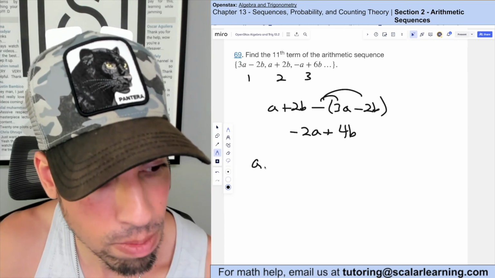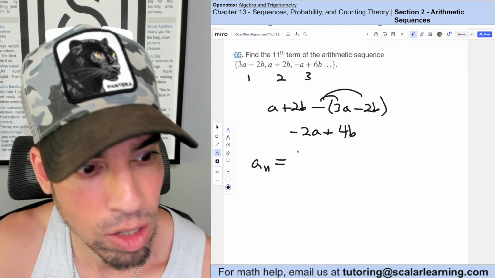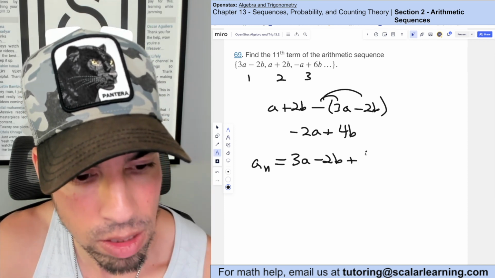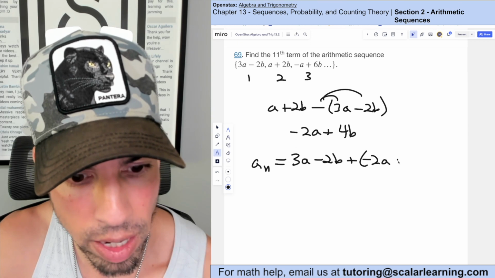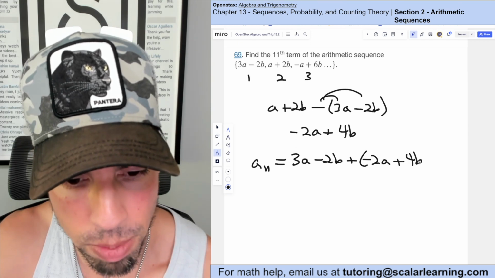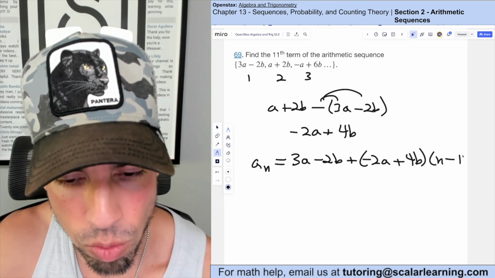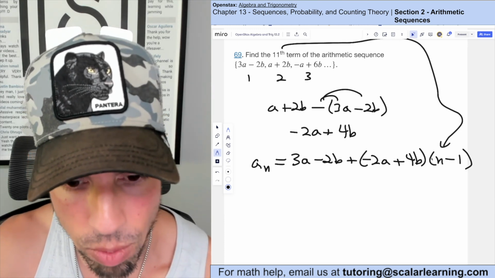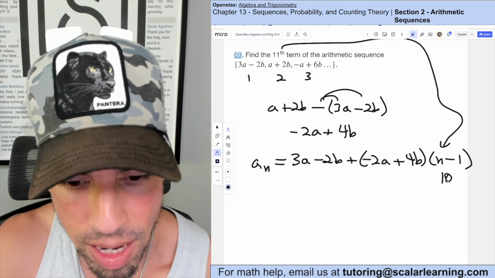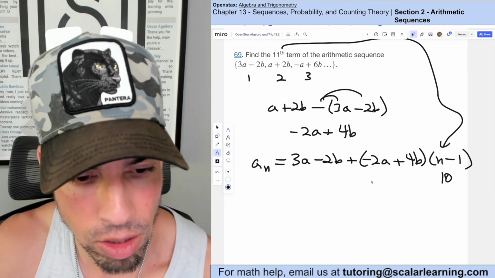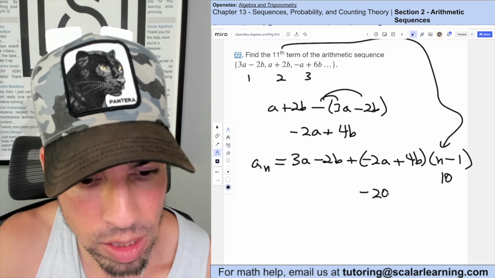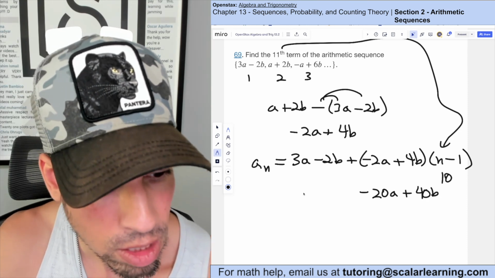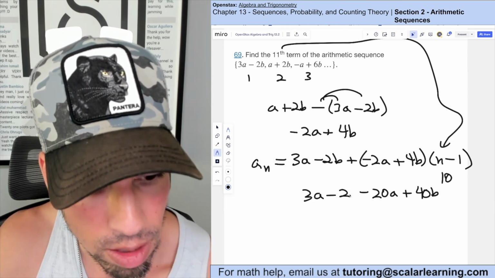Guess what? I can now make an explicit formula. A sub n equals my first term, 3a minus 2b, plus the common difference, negative 2a plus 4b, times n minus 1. Now to get the 11th term, I'm going to take 11 and plug it in right here. 11 minus 1 is 10. So then let's distribute that 10 here. We got negative 20a plus 40b. And now all of this is being added to that 3a minus 2b.